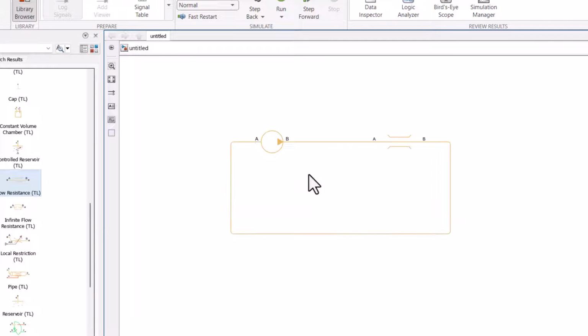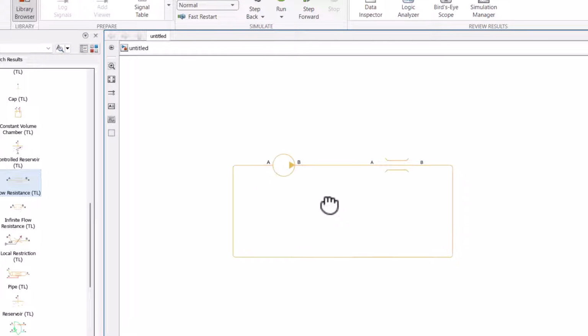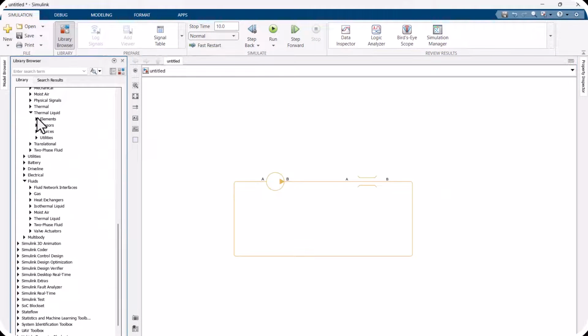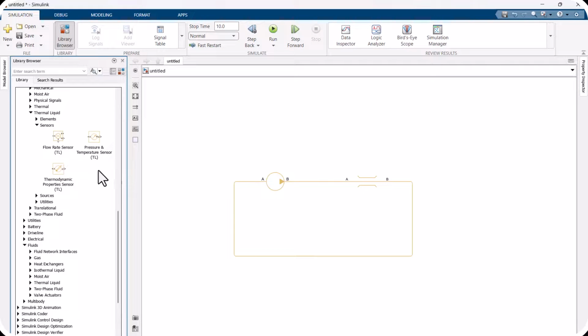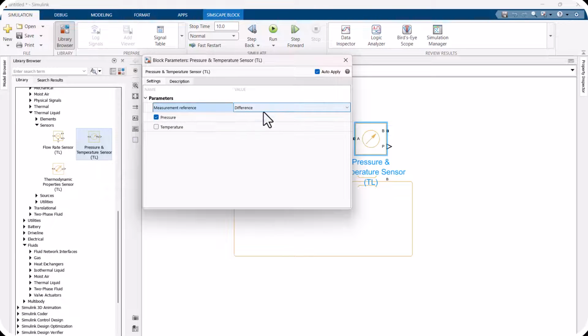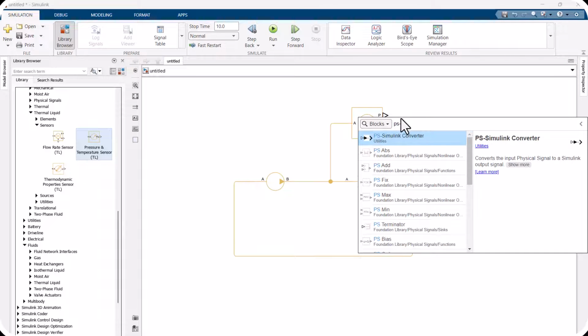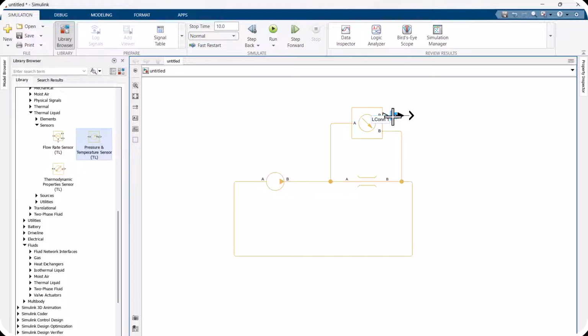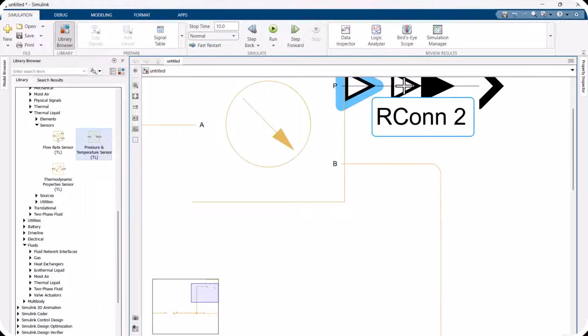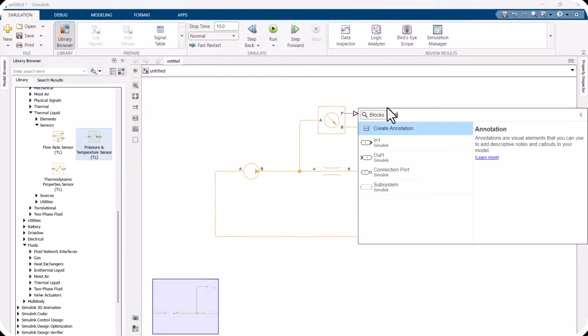Now I connect my system and we are all set. I want to add a few sensors just to see how my system works. I add a differential pressure sensor. And in order to display it, I need a PS Simulink converter plus a display block.